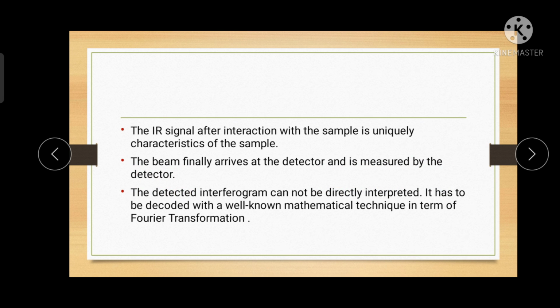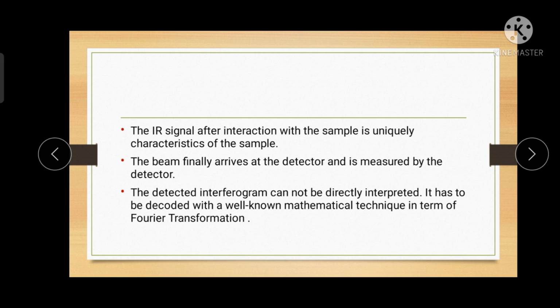That means finally there is a detection part, so the detector detects all the signal which comes from the sample, and the detected interferogram cannot be directly interpreted. It has to be decoded with the well-known mathematical technique of Fourier transformation. That means the detector detects the signal, but the detected signals cannot be interpreted directly, so in order to study the spectra of that given sample, we have to decode those signals, and this is done with the help of the mathematical technique, which is the Fourier transformation technique.